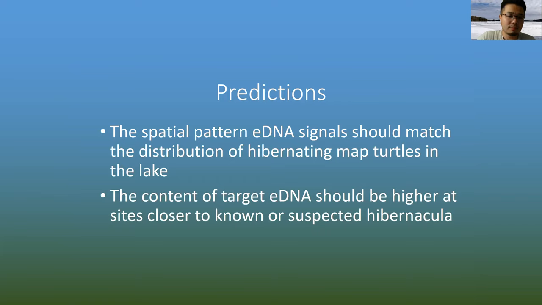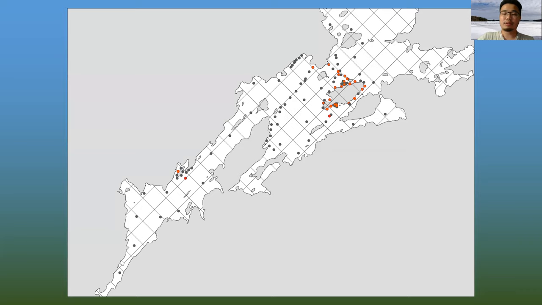Okay, those are my two predictions. Then here are the results. So this is the overall result. Among all the sites, you can see the black dots are non-detections. The red dots are detections. So we have a lot of detections around the island where we know turtles are hibernating. We have some detection at the suspected hibernation site, and we have a lot of non-detection at the other areas of the lake.